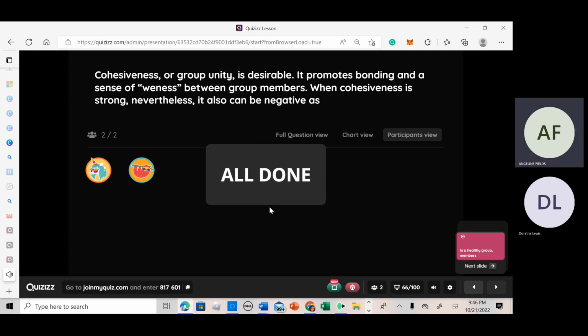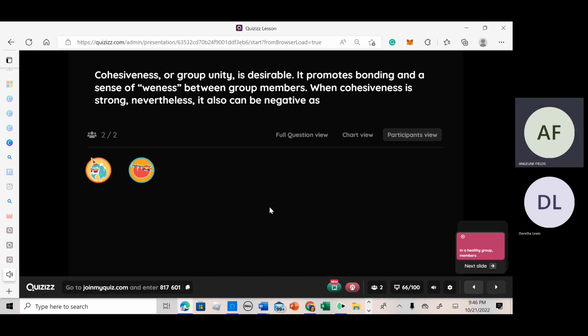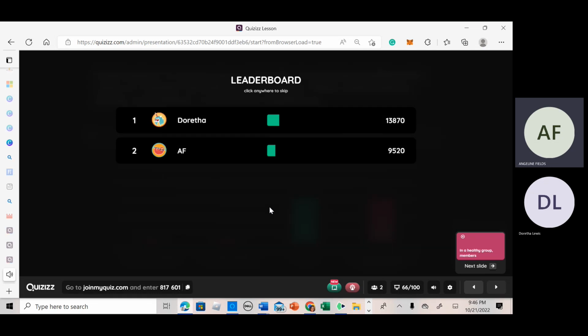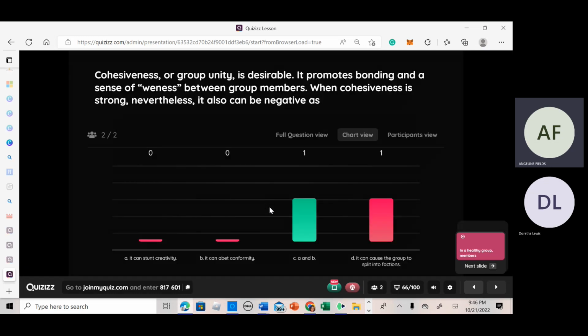So it is A and B. Cohesiveness or group unity is desirable. It promotes bonding and a sense of we-ness between group members. When cohesiveness is strong, nevertheless, it also can be negative, as it can stunt creativity and it can abet conformity.